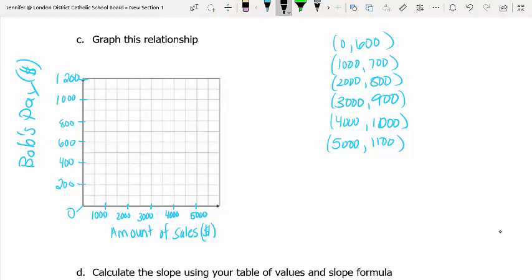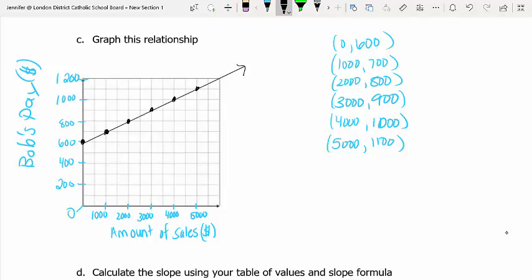So 0 and 600, 1,000 and 700, 2,800, 3,900, 4,000 and 1,000, and 5,000 and 1,100. Okay, let's connect the dots.